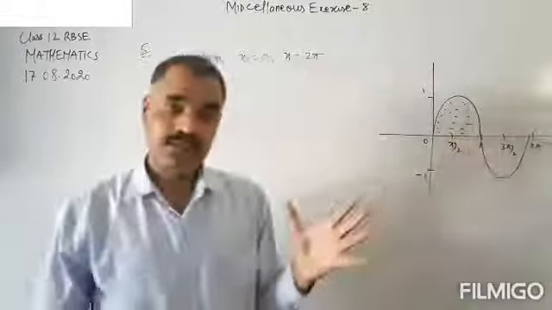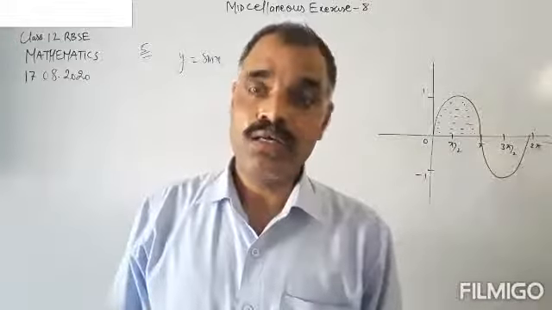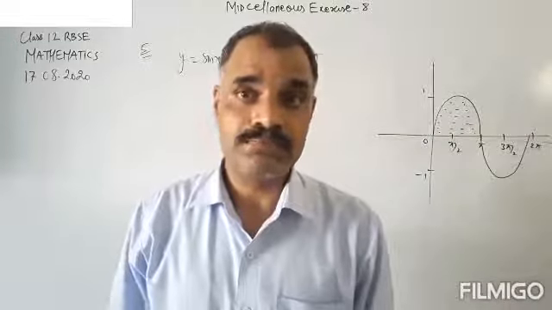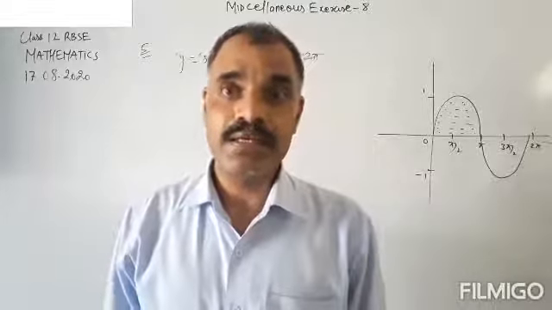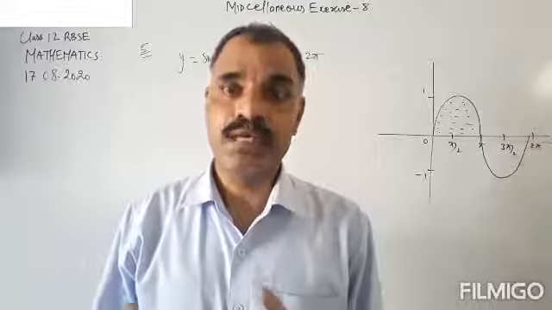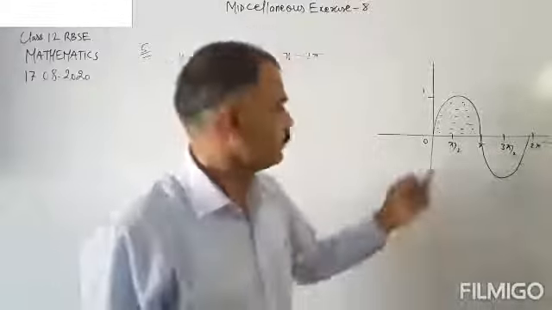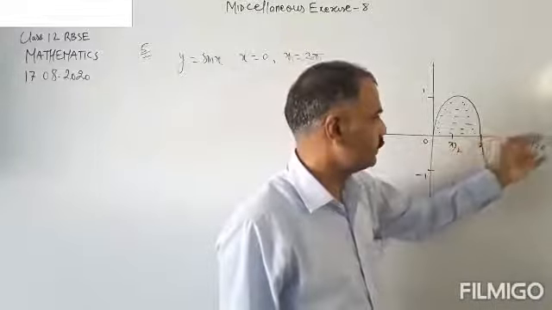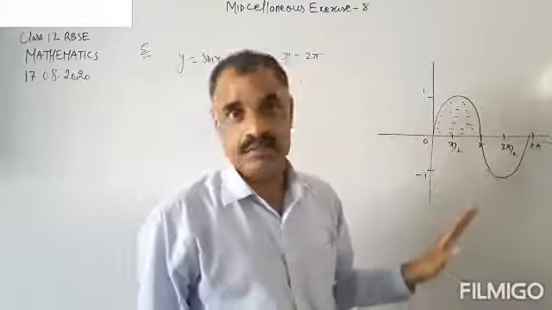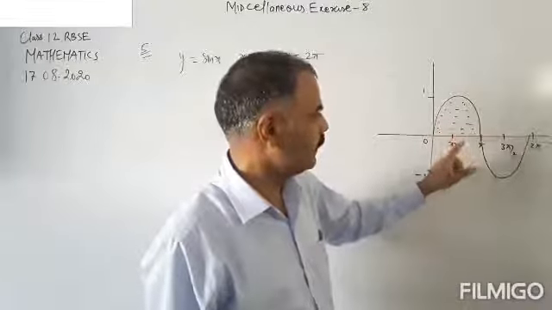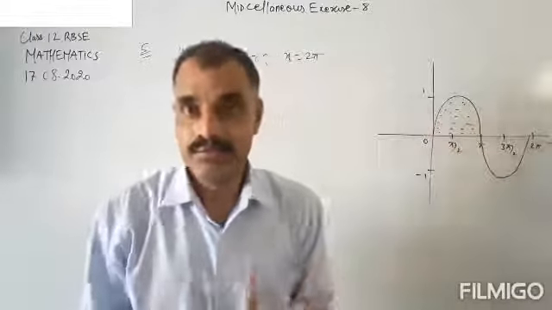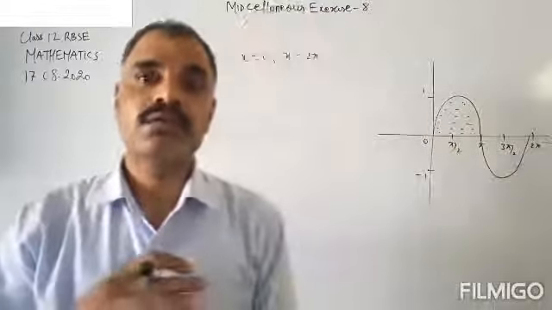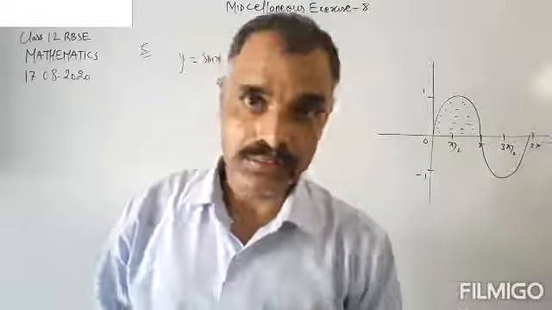The graph of sin x, the region bounded by the curve sin x, has the same area between the same interval. From 0 to pi and pi to 2 pi, sin x has the same area. That is why we will find the area of this loop only, from 0 to pi, and then we will double it so that we can find the total area.